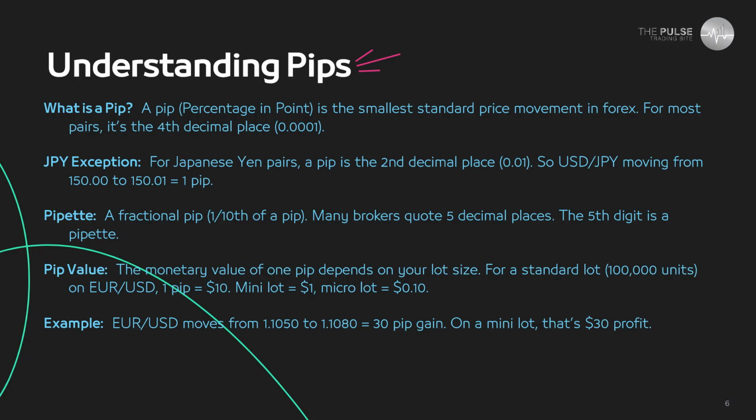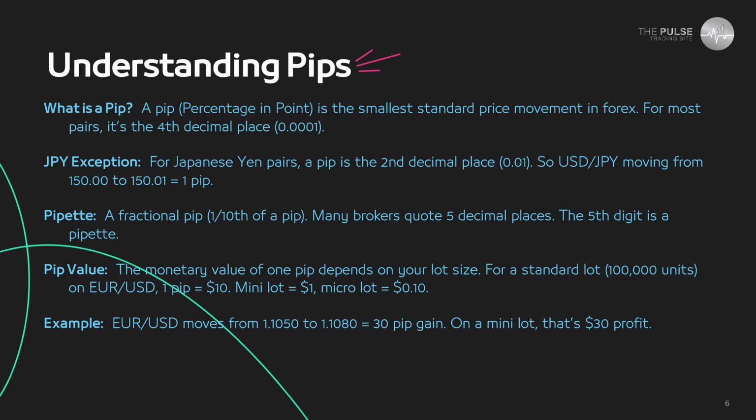For Japanese yen pairs, a PIP is the second decimal place, 0.01. So after the point, 0.01 is the PIP. So USD JPY moving from 150 to 150.01. So the last decimal 1 is a PIP.